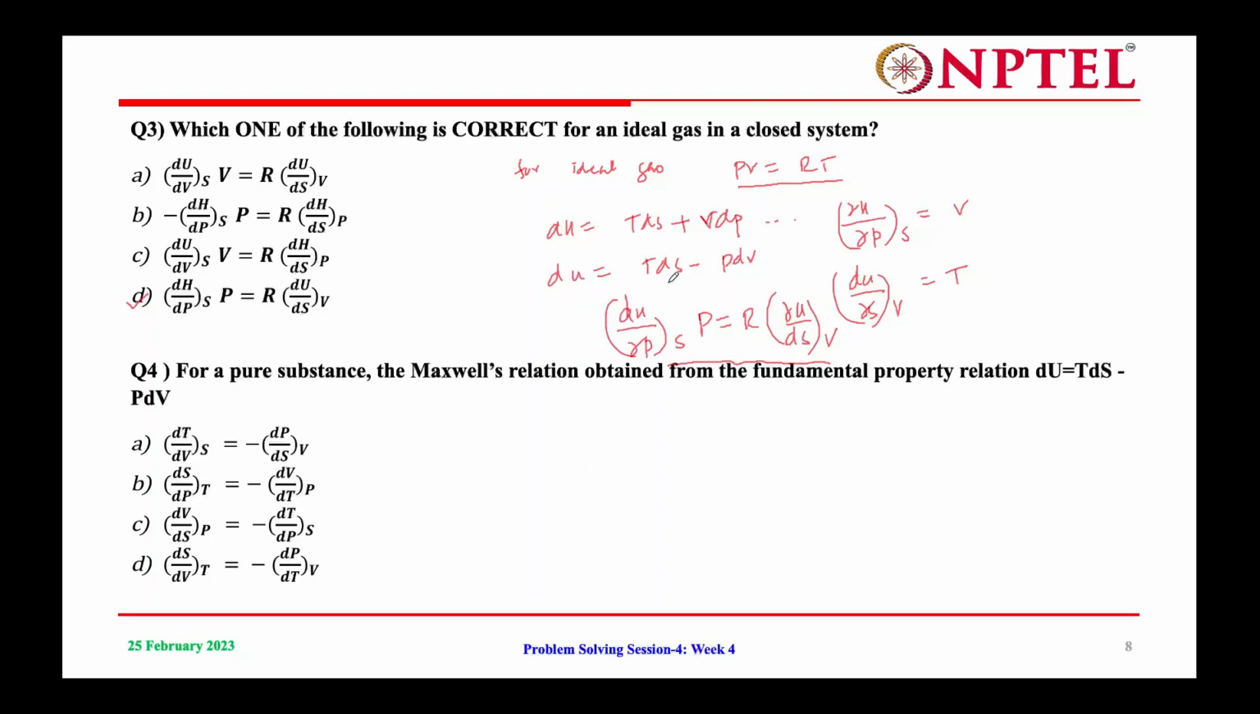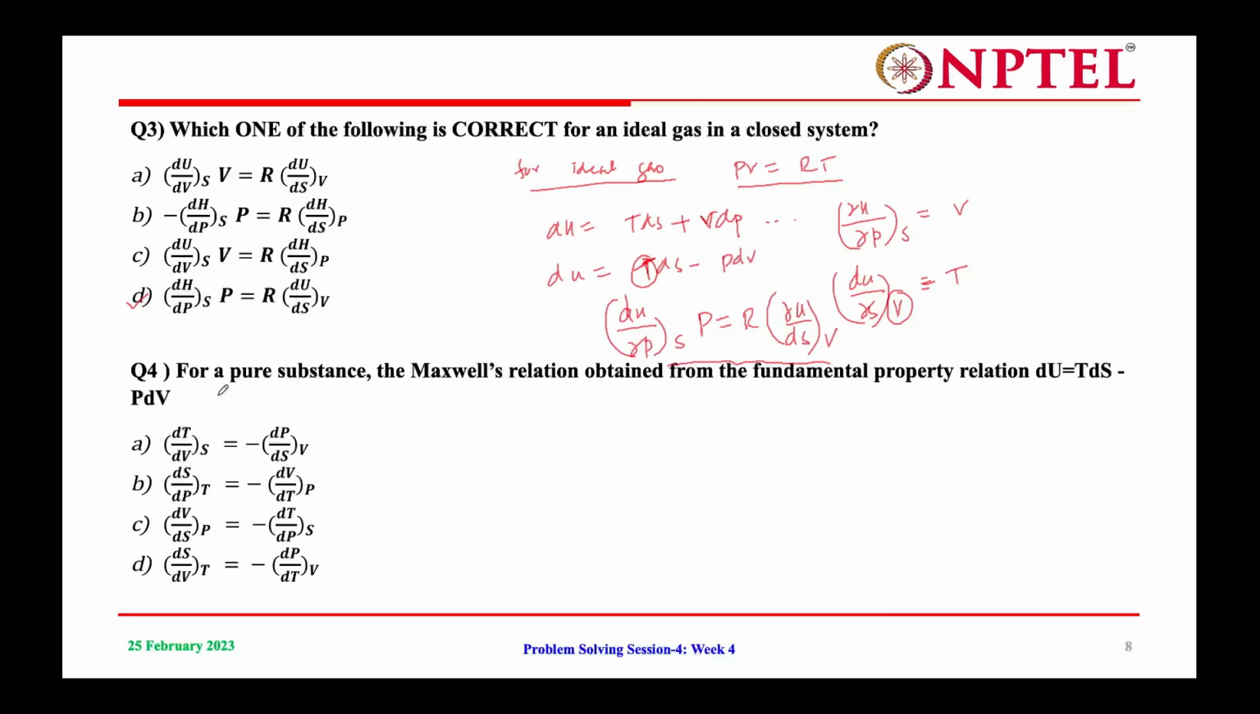And for dU is equal to TdS minus PdV, take a partial derivative with dS at constant volume, right? dU is equal to TdS at constant volume, so the PdV term gets cancelled at constant volume. So here only T. Right? Now put this value in the ideal gas equations. Okay, sir. Okay, good.